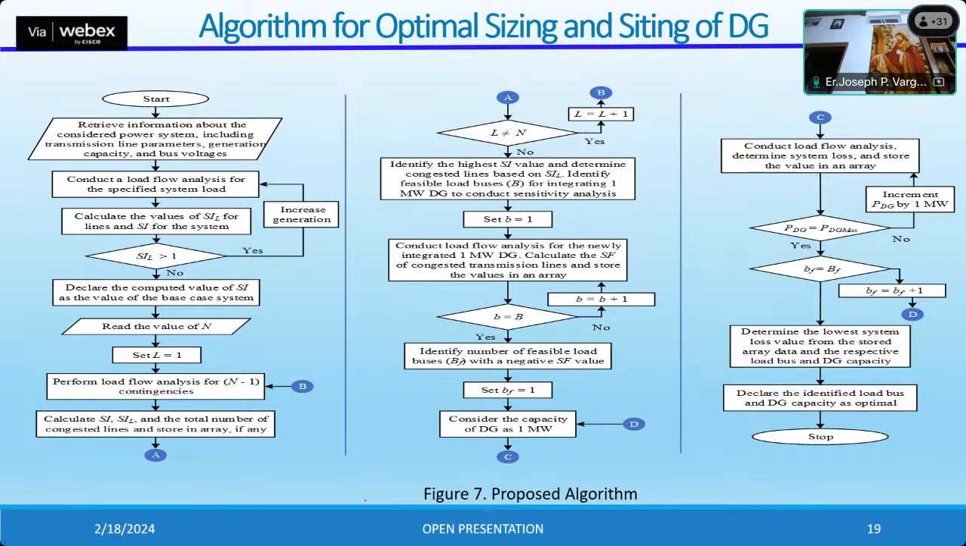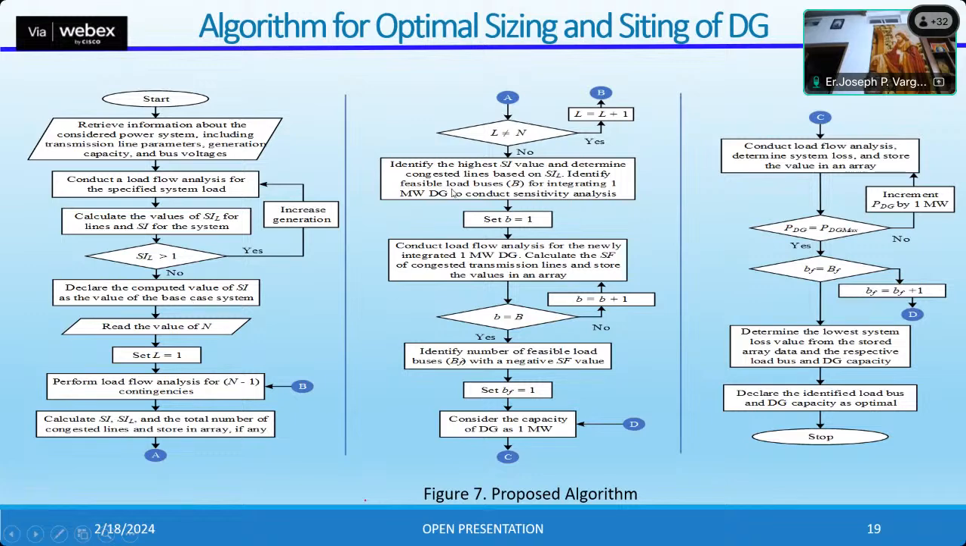For a congested system, the value of SIL, that is the transmission line severity index, will be greater than 1. The severity index of the system will be more than the base value if the system is congested. For this study, we have considered the IEEE 14 bus system as a test system, and for this system the base value of the severity index is 5.5. Now the load flow is running like this, and the program is running like this.